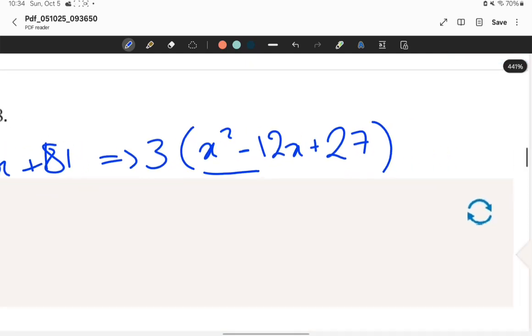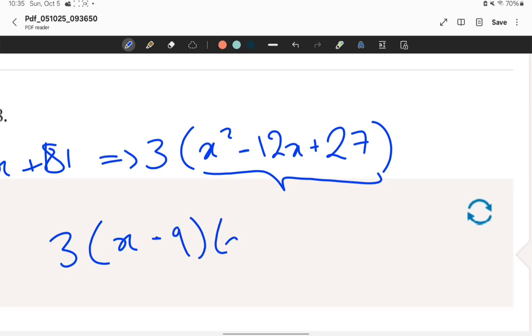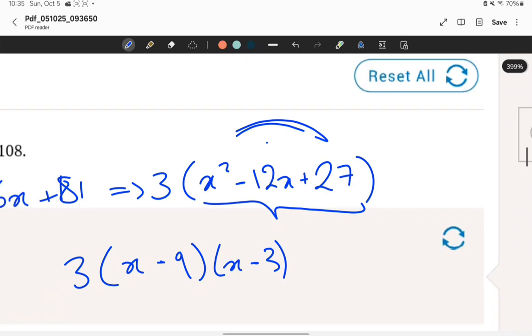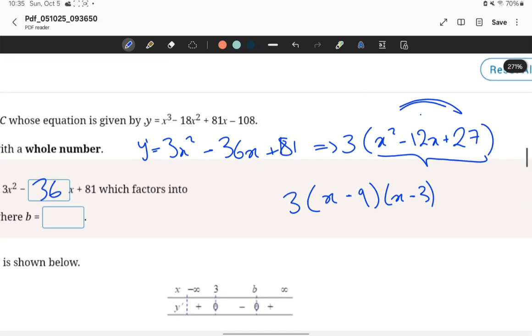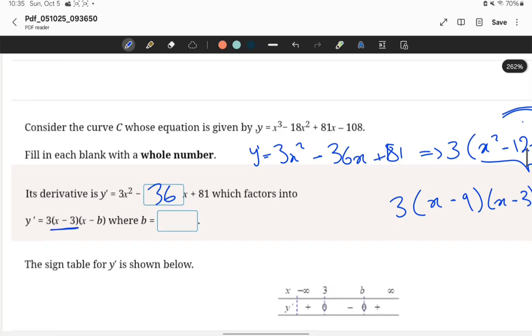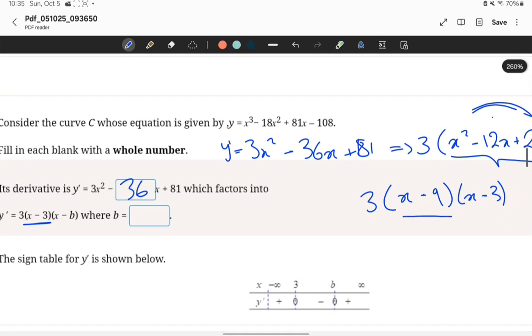Okay, and then this part inside here becomes x minus 9 and x minus 3. Just take the two numbers that add up to minus 12 and multiply to 27. This is if you factor it manually, which I think is easier. So you have the x minus 3 they already wrote, and the x minus 9 is what they want.